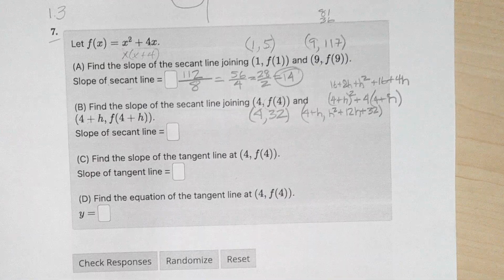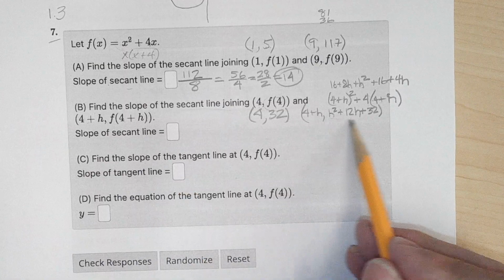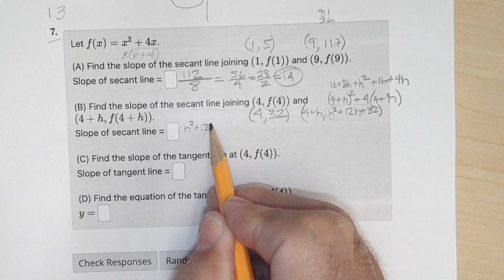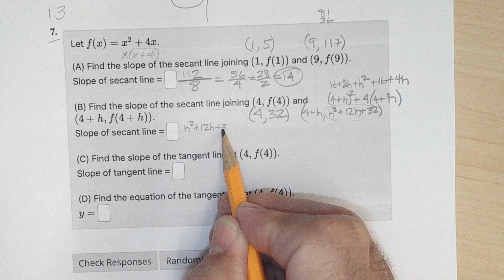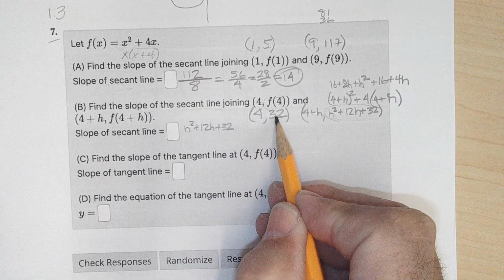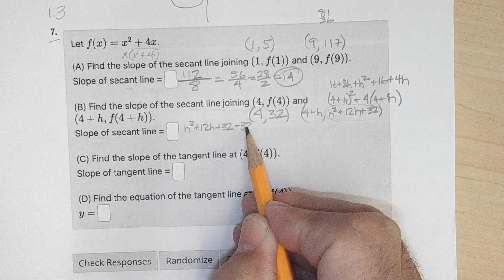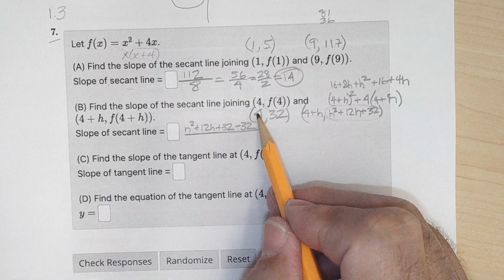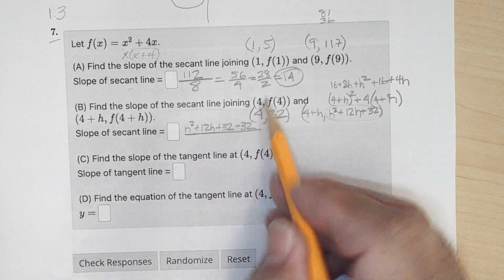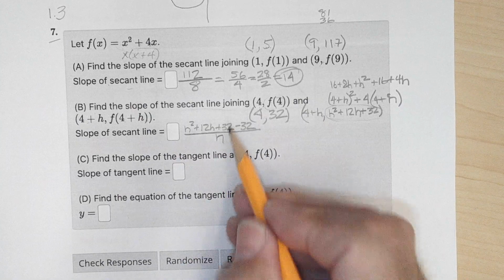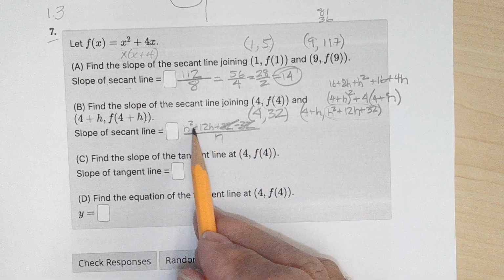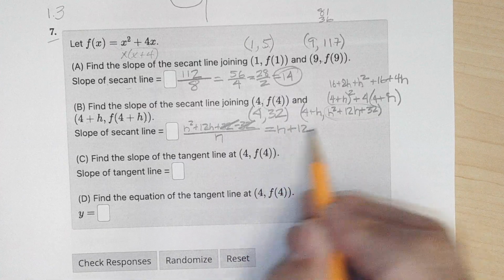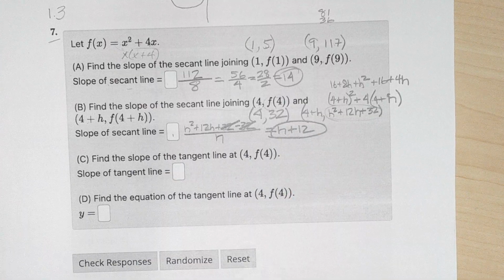32. So the slope is y2, h squared plus 12h plus 32, minus y1, over x2 minus x1, so that's 4 plus h minus 4, or just h. These cancel. h goes into both of those and becomes h plus 12. That's the answer for that one.